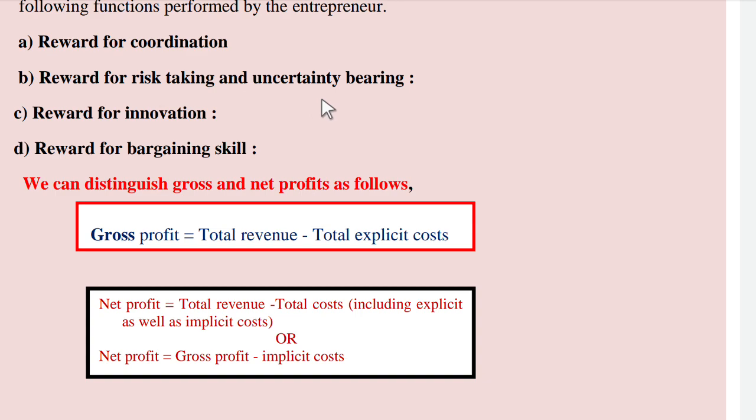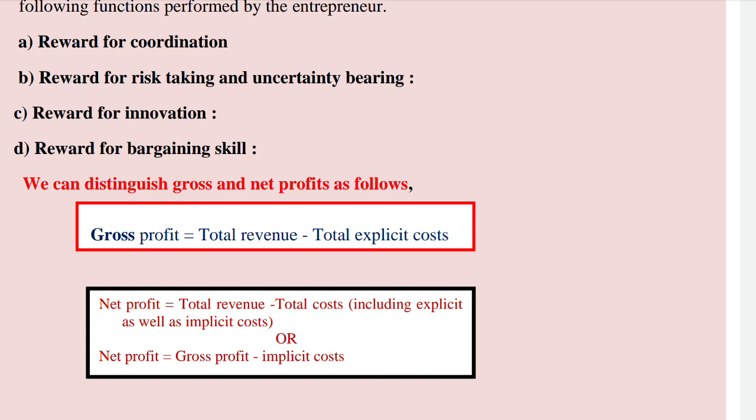That is why the entrepreneur estimates cost and revenue, and if anything goes wrong due to changes in price, demand and supply, he will be the ultimate bearer of loss. That is why he receives profit. And then, reward for innovation. Profit is also a reward for introducing innovation.